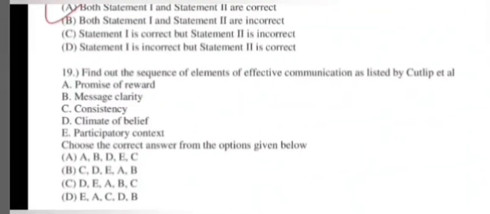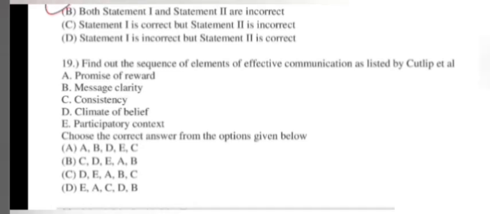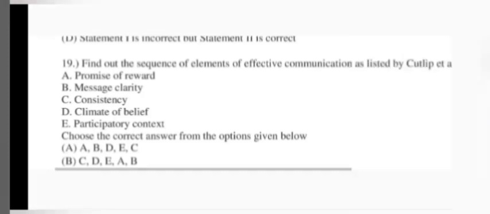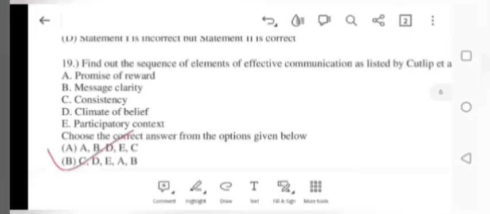19 says find out the sequence of elements of effective communication as listed by Cutlip et al. I don't know what it is, so please try to search it on Google. A, B, C, D, E: promise of reward, message, clarity, consistency, climate of belief, participatory context. Choose the correct answer from the options. So these are the options as you have seen. The correct option will be C, D, E, A, B. Option B will be correct.